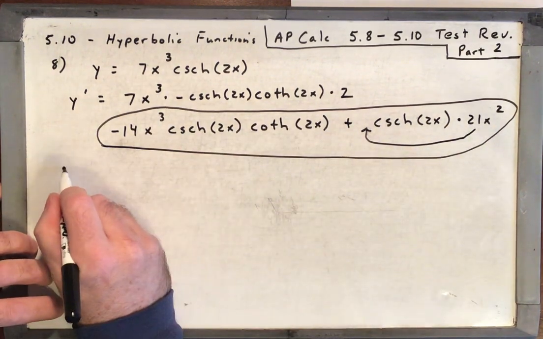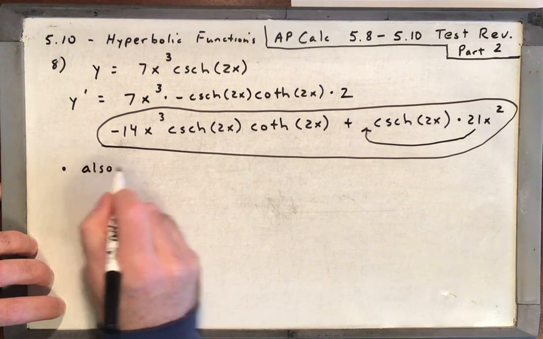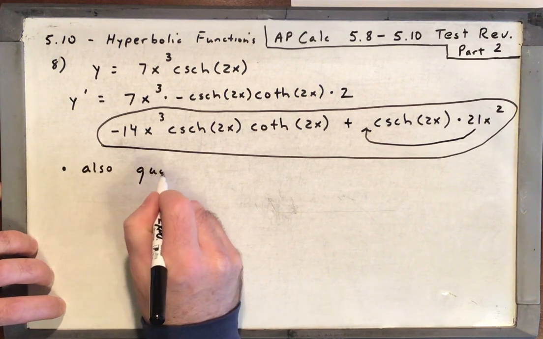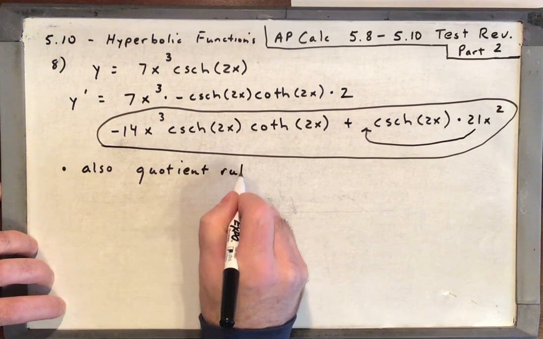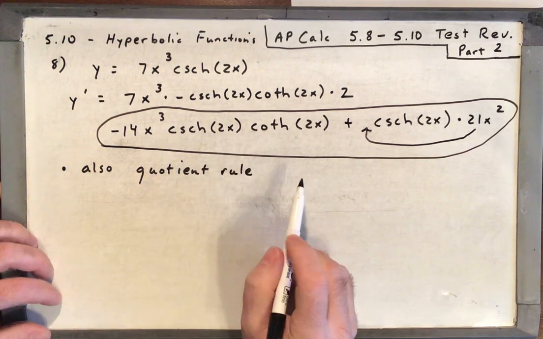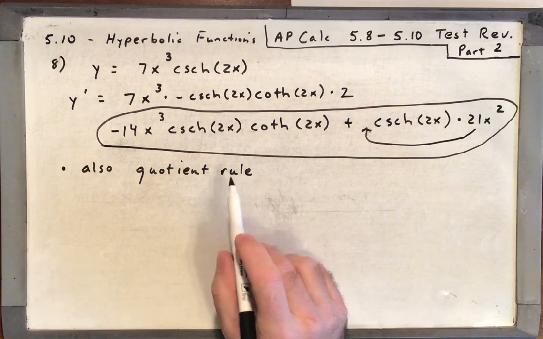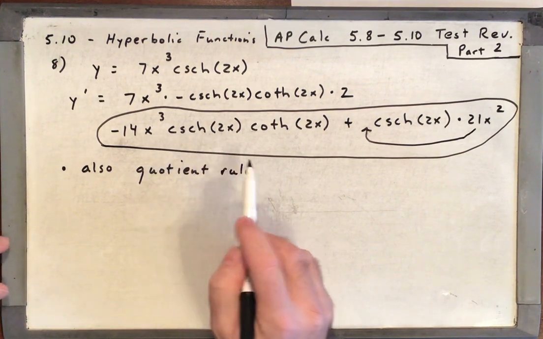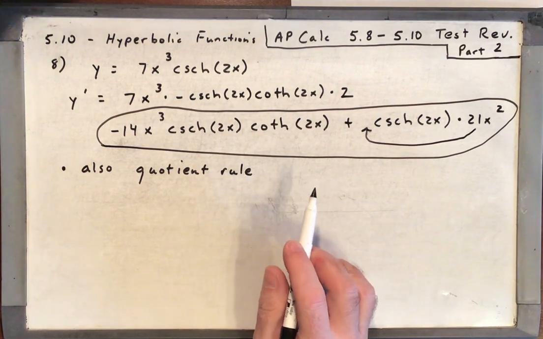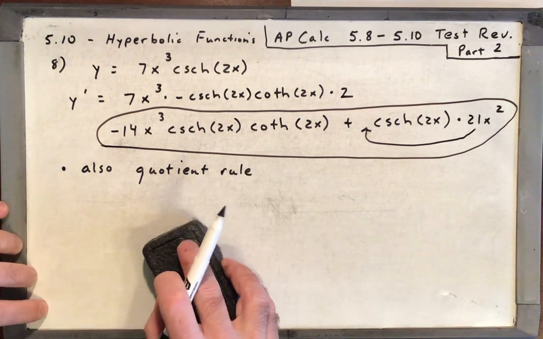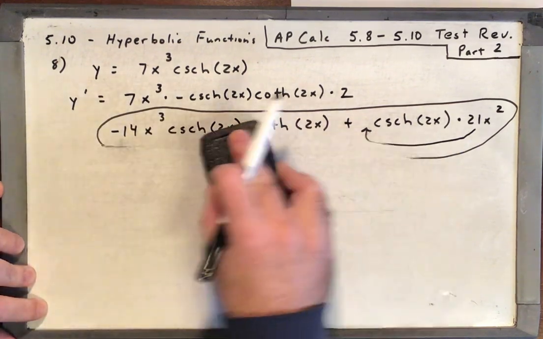Okay, also maybe you want to practice one using the quotient rule. So I just did the chain rule and the product rule. So maybe the quotient rule. Remember, bottom times derivative of the top minus top times derivative of the bottom, all over the bottom squared. Try one of those. All right, topic number 9.